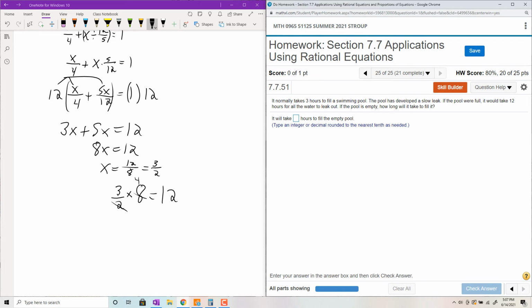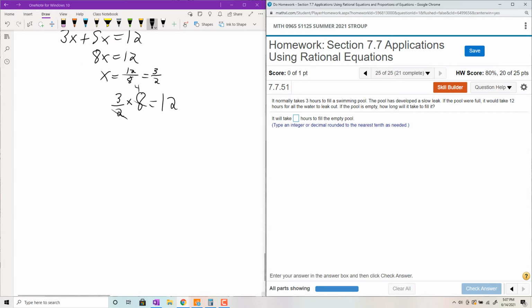Excellent. Okay. This is one of the ones where I think it's subtracted. So it normally takes 3 hours to fill a swimming pool. You can think of there being a pipe going in, and its time to fill is 3 hours. But then there's this leak, and you can think of it as another pipe leading out of the pool.